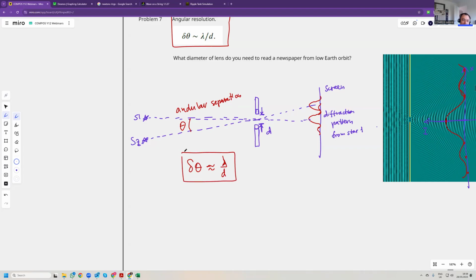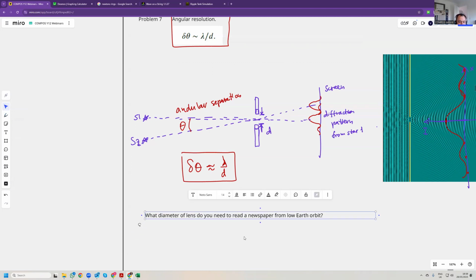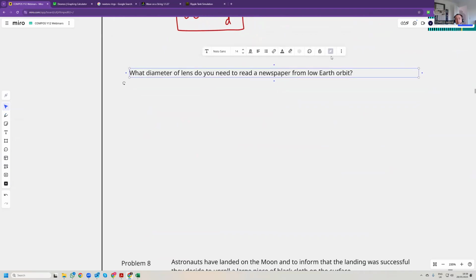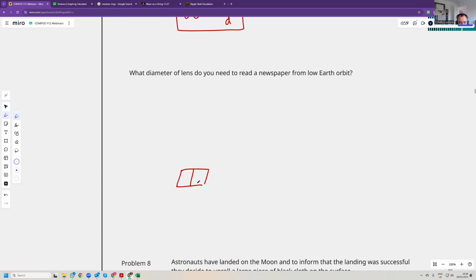And that brings loads of really fun questions to talk about. And the first one, like both these questions were given to me in university when I was in year 1: what diameter of lens do you need to read a newspaper from low Earth orbit? Could easily be a university interview question. So you've got to imagine yourself, there's a newspaper somewhere. Yeah, assuming the newspaper is at sea level. Yes.